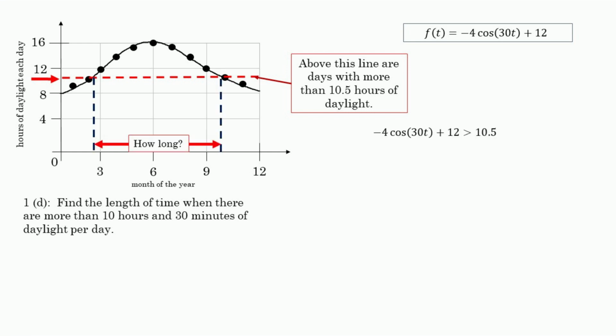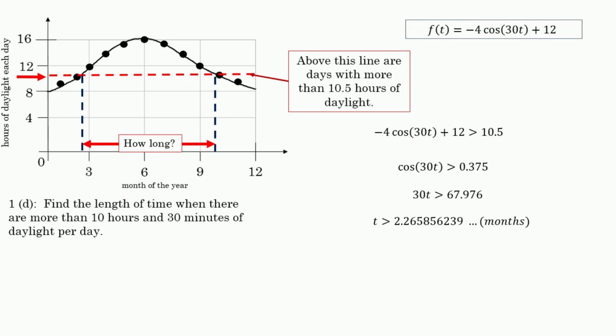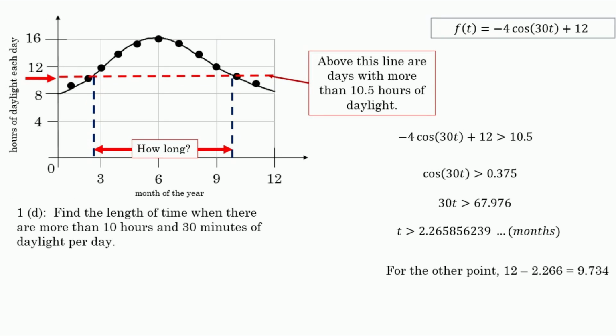We need to write an equation and find the input values of the intersections of y equals 10.5 and our cosine graph. Use inverse operations and then arc cosine to find the value of t. Pause the video and take your time in figuring out the algebra. Try it yourself and make sure you can get the right answers. We know the distance from the start of the period to where the first intersection is. To find the other intersection, we can just subtract that distance from the end point of the period.